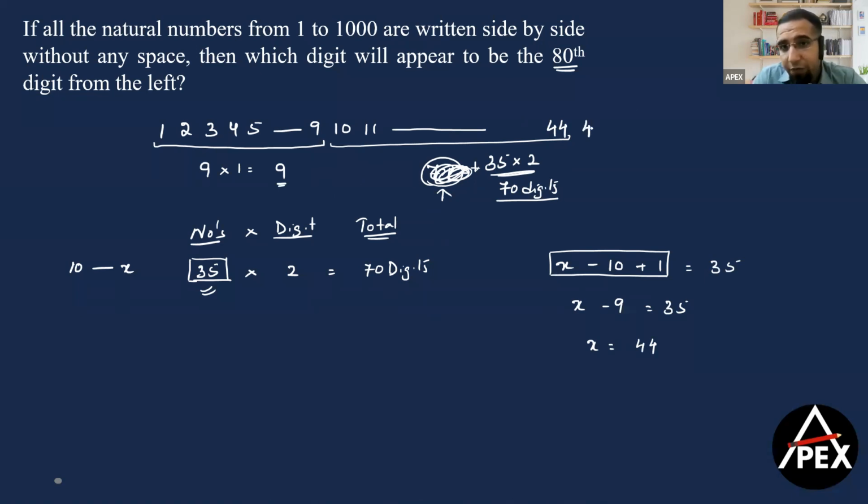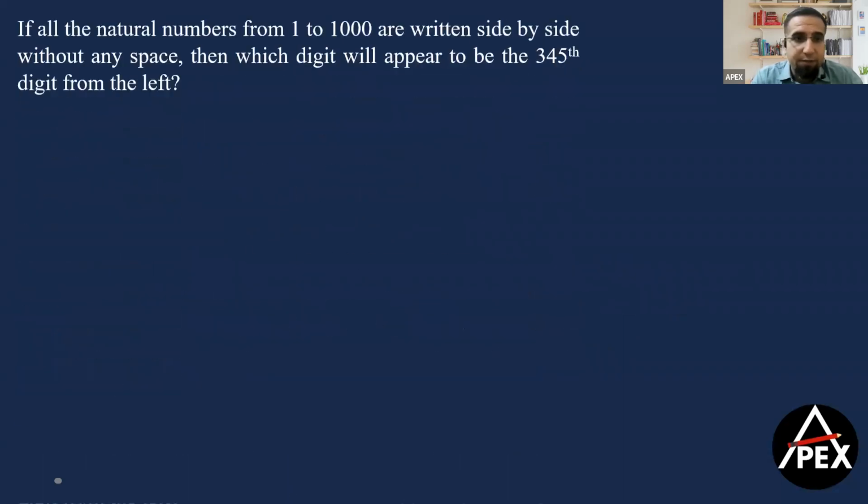So the next digit will be my answer. After 44, I write 45. I'm not supposed to count 5. This will be my 80th digit from the left. Since I'm in a two-digit zone, I am calculating which digit I want. I want the 71st digit, so I take a multiple of 2 close to 71 and that becomes our required answer. Clear?